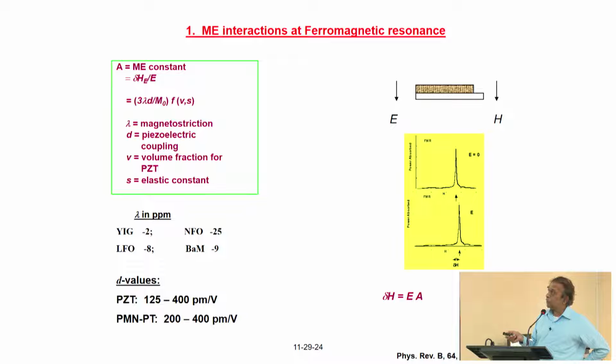So, we did some theory, and the magnetoelectric coupling coefficient for the converse magnetoelectric effect is given by the second term here. It is directly proportional to the product of the magnetostriction and the piezoelectric coefficient, and it is inversely proportional to the magnetization of the ferrite.